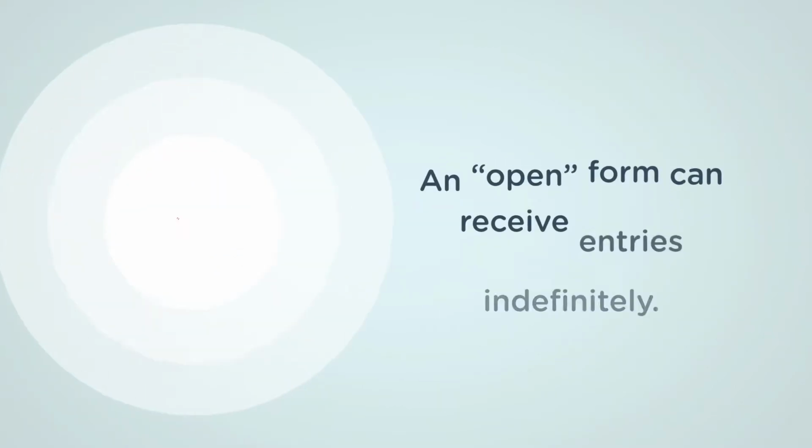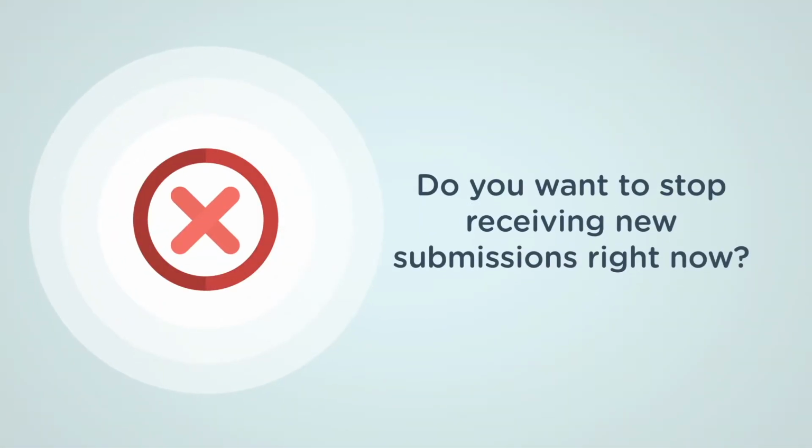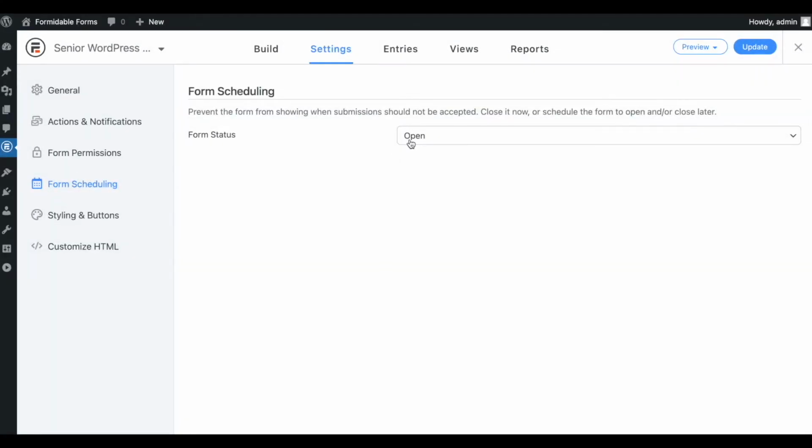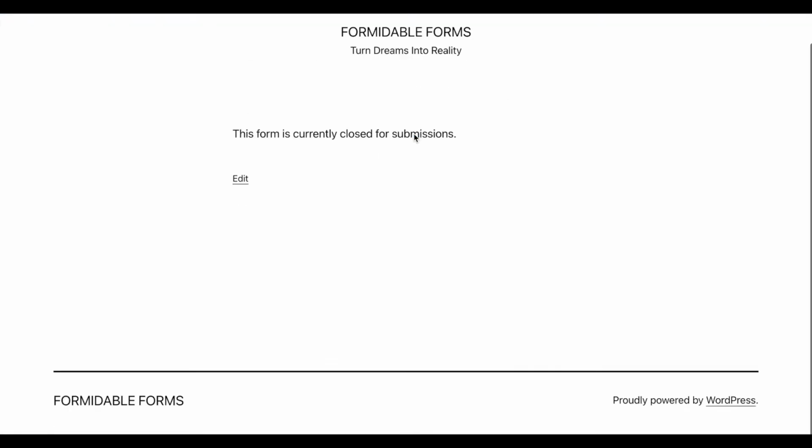An open form can receive entries indefinitely. That's the default status. Do you want to stop receiving new submissions for a form right now? Simply choose the closed status. It gives you the option to tell the visitors that you're no longer accepting new entries.